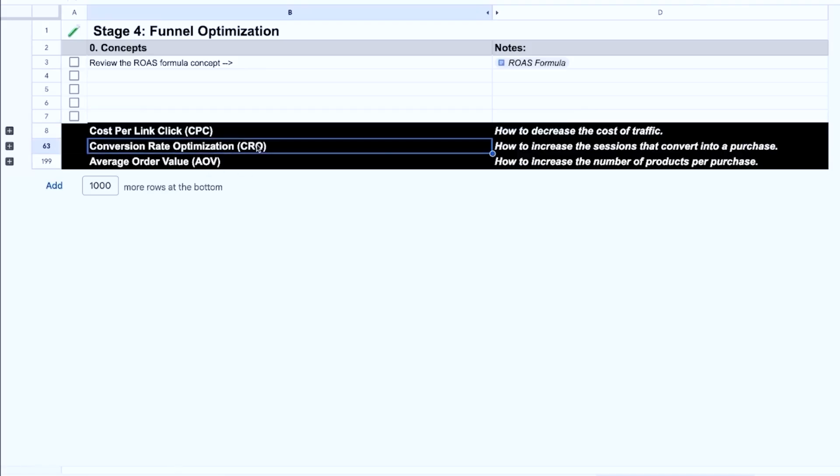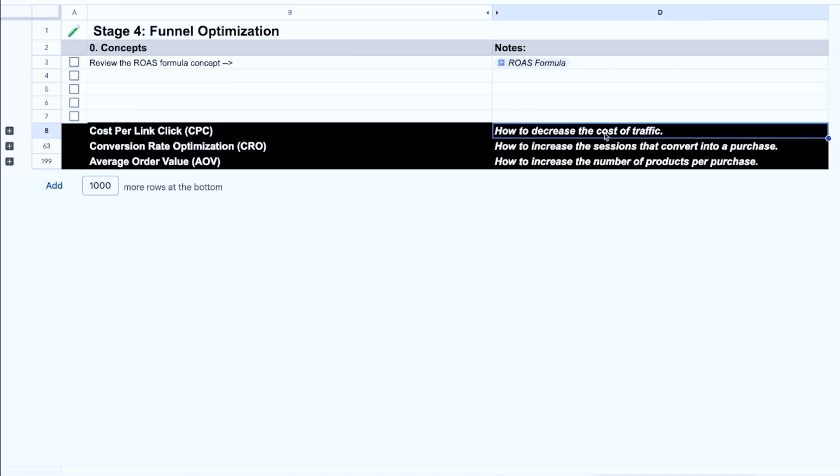And conversion rate optimization, CRO or just CR, doesn't really matter. Either term works. And the goal of the cost per link click is how to decrease the cost of our traffic. Conversion rate optimization is how do we increase the sessions that convert into a purchase. And then average order value is how to increase the number of products people buy per purchase.